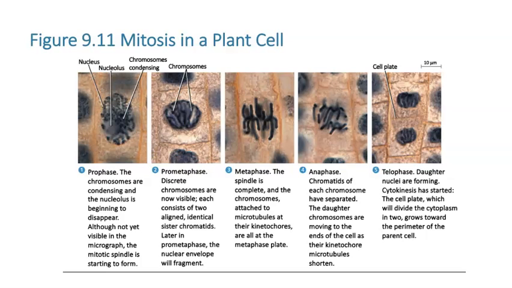Now let's look at what happens in a plant cell, since the last time we looked at mitosis we were looking at animal cells. It's very, very similar. Everything that happens in the nucleus is going to be the same. You have your prophase, where the chromosomes are condensing. I didn't mention before that the nucleolus begins to disappear; that happens in animal cells as well. Then you can't quite see the spindle fibers here, but they are starting the formation process.